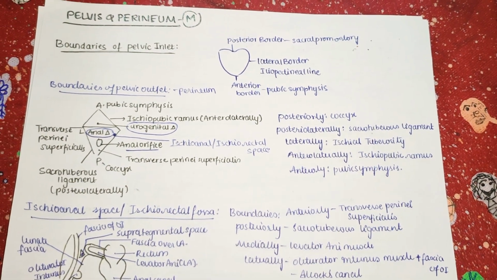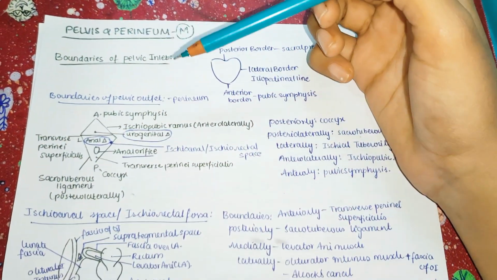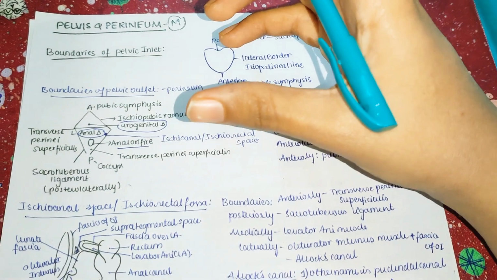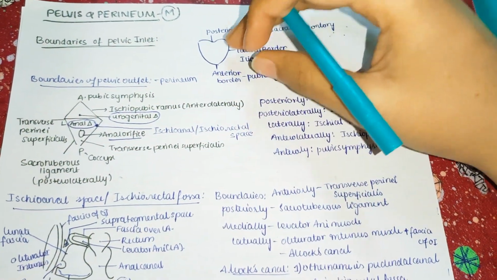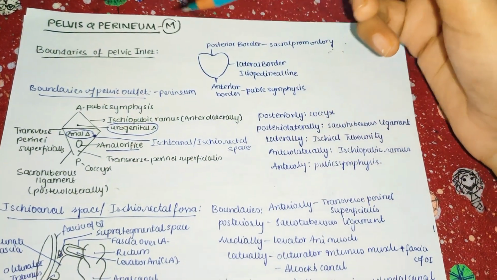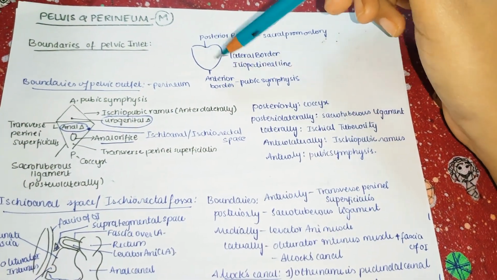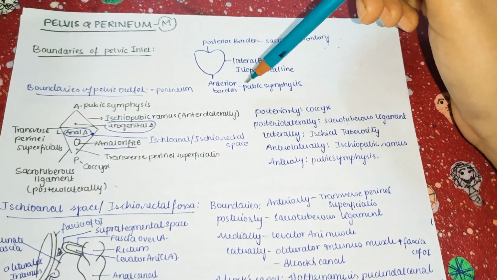In this video, we are going to discuss the pelvis and perineum. So first we need to understand the pelvic inlet and the pelvic outlet, and also the boundaries of the pelvic inlet and outlet. So first we'll discuss the pelvic inlet. If you see, this is the pelvic inlet shape.